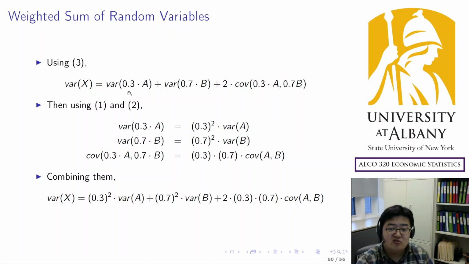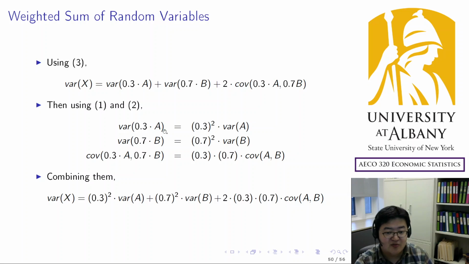And then using the first two formulas, we can rewrite this variance into the square of 0.3 times the variance of A. And also 0.7 inside the variance will affect the variance by 0.7 squared. So these two can be converted this way to the original variances. These variances can be found from the data. We know how asset A and asset B behave from the data. And the covariance can also be written this way: multiplication of 0.3 and 0.7 and then the original covariance.